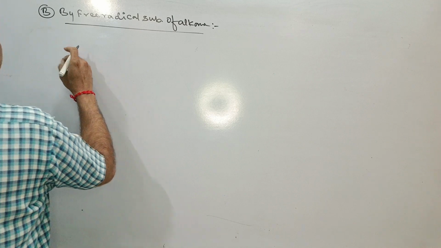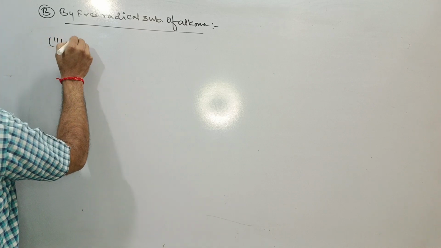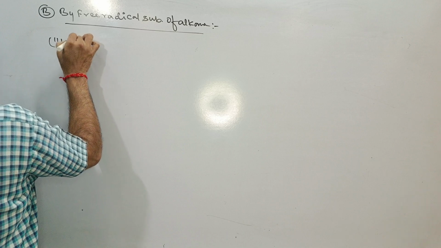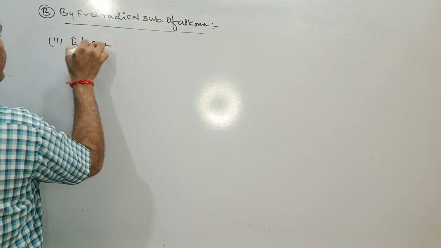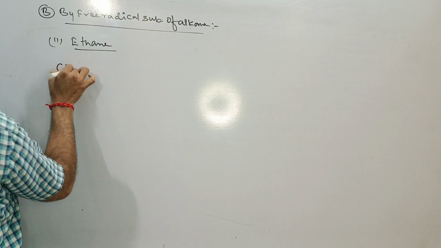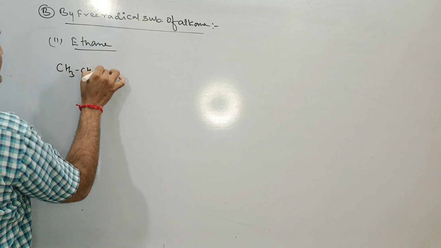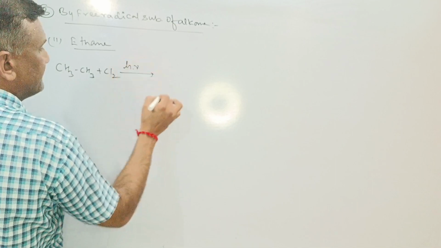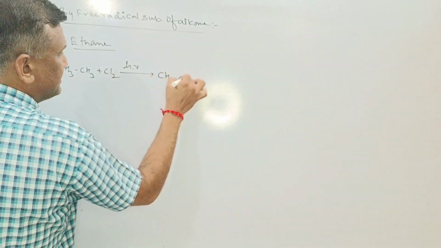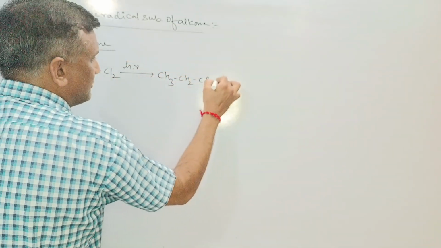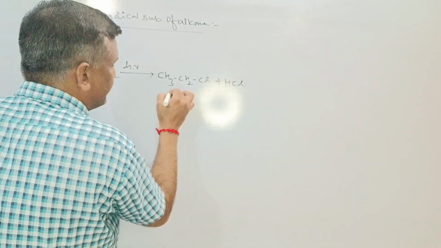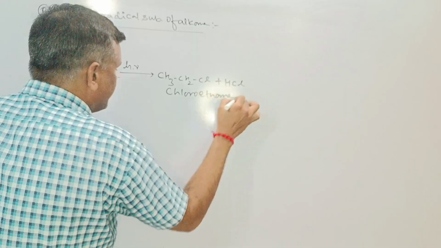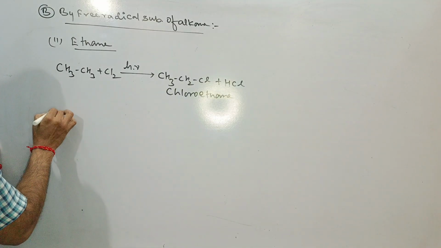So if we go with the second example, this is ethane, chlorination of ethane. Regarding ethane, this is CH3 CH3, here we use Cl2 in the presence of hν. Here there will be formation of CH3CH2Cl, chloroethane, with the formation of HCl.